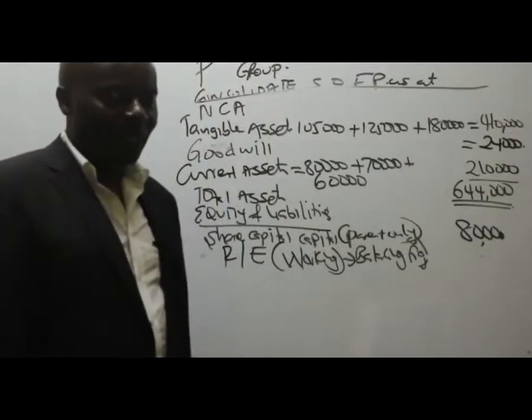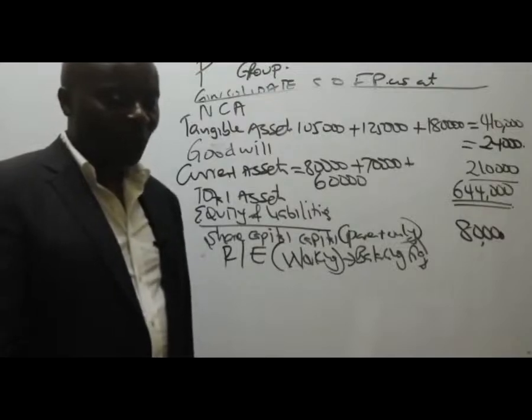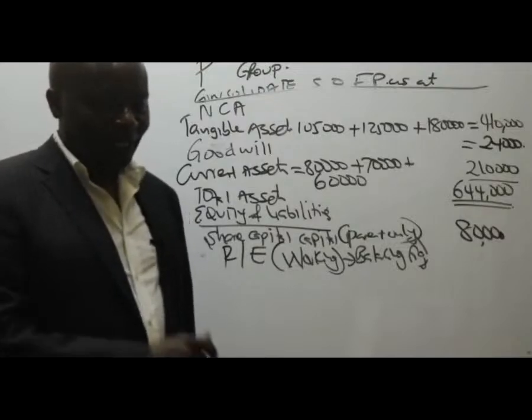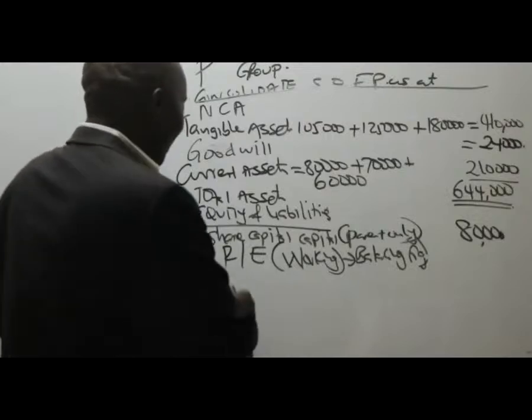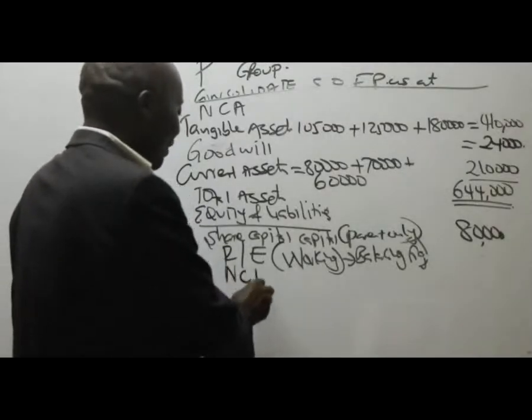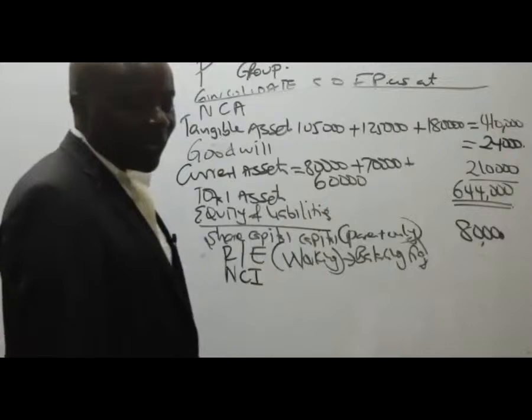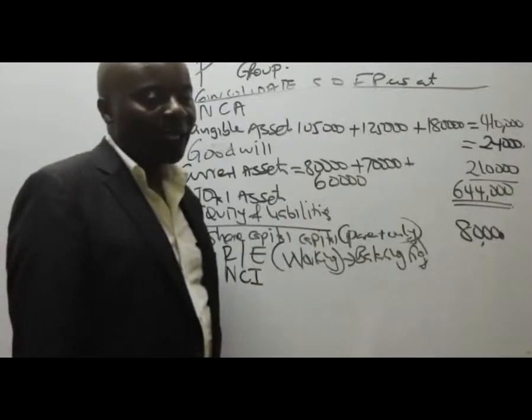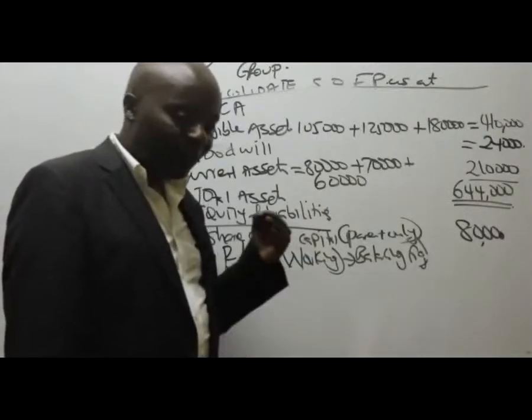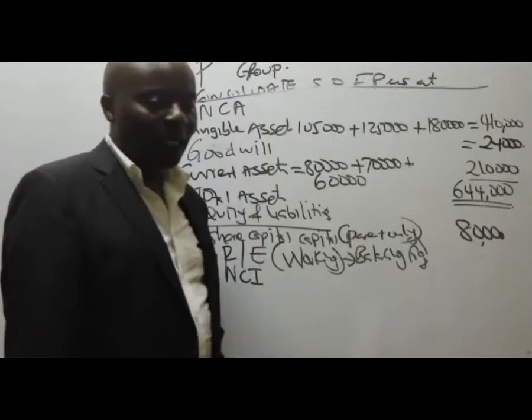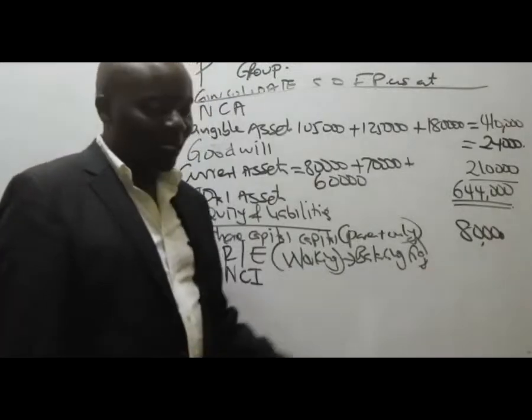Equity component, permanent sources of capital, NCI. These guys, it's like we owe them, but remember they can never come back to us for their capital. It becomes a permanent source of fund. So can somebody give us NCI here?